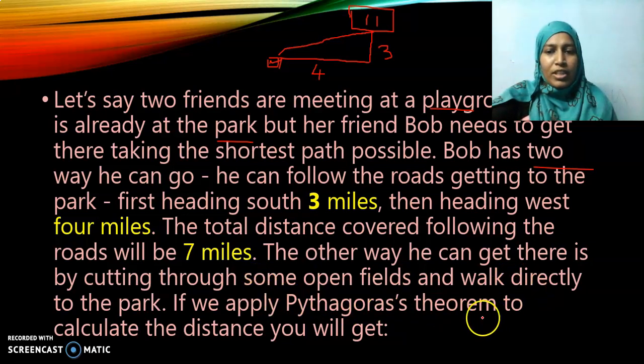So, he is cutting through some fields and he can reach it by a short path. If we apply Pythagoras theorem to calculate the distance, you will get it. We have to use Pythagoras. Now it's a right angle triangle. If we travel south and then travel west, surely we will get 90 degrees.